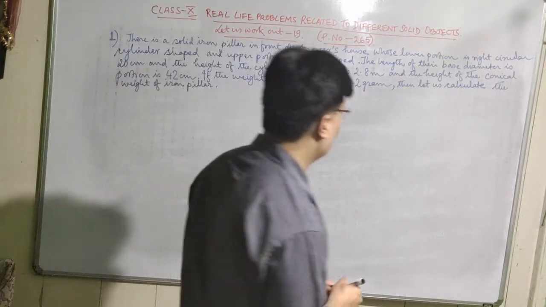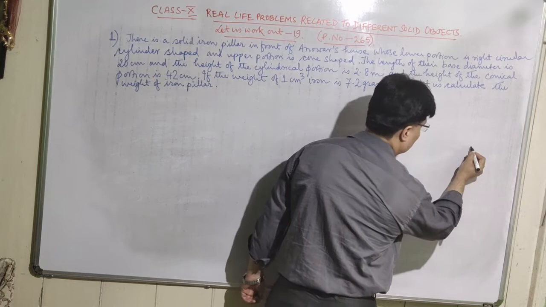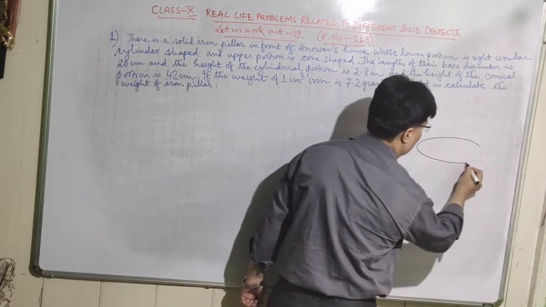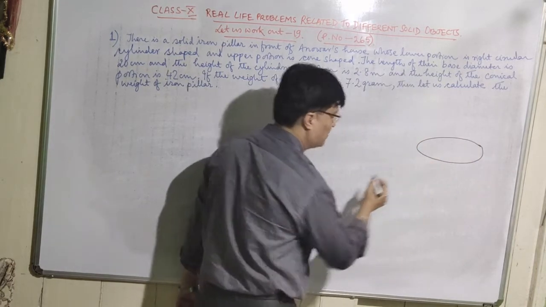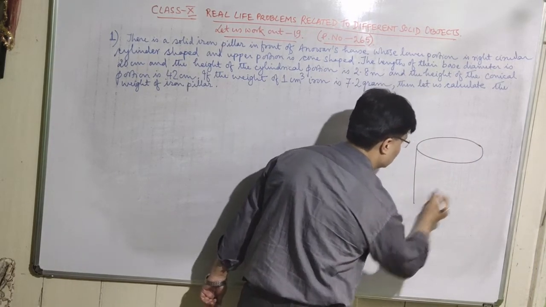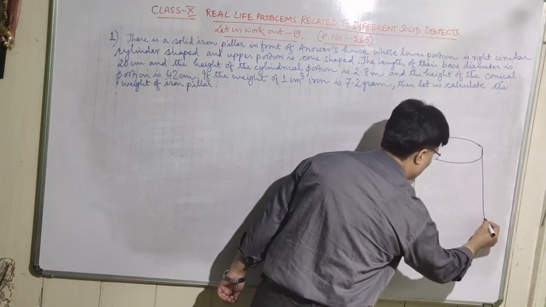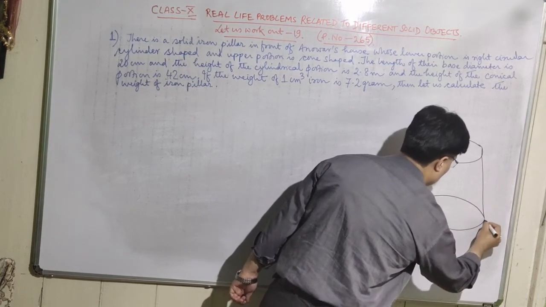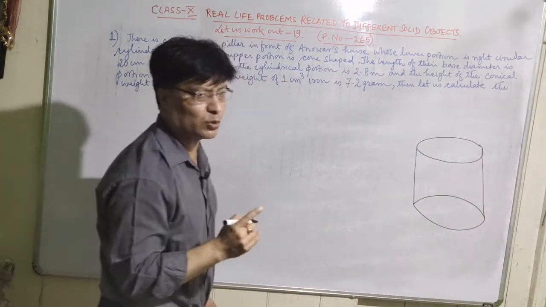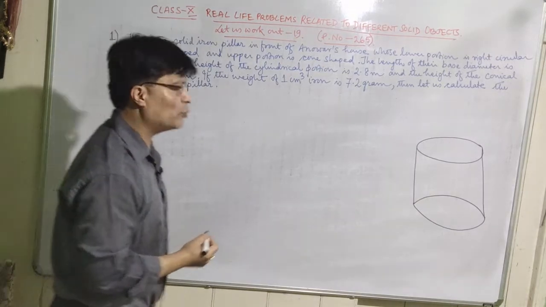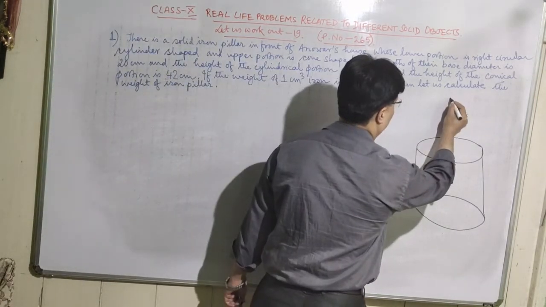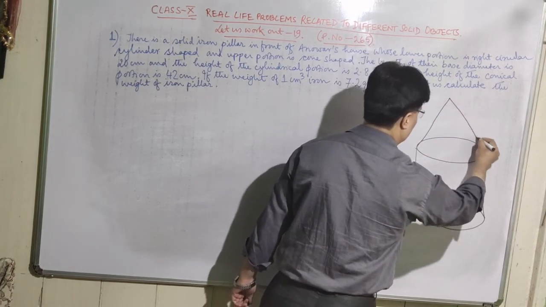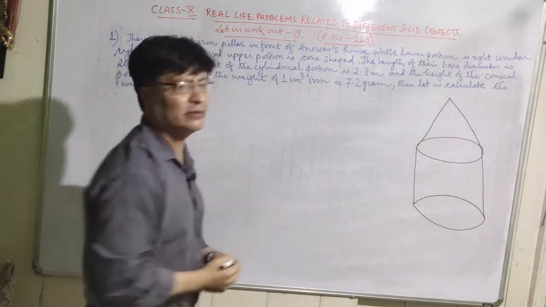So let us draw the figure out here. The lower portion of the iron pillar is of right circular cylindrical shape. This is the iron pillar. This is the lower portion. The lower portion is right circular cylindrical shape and the upper portion is cone shaped. This is the iron pillar.